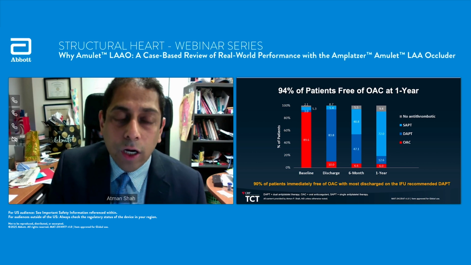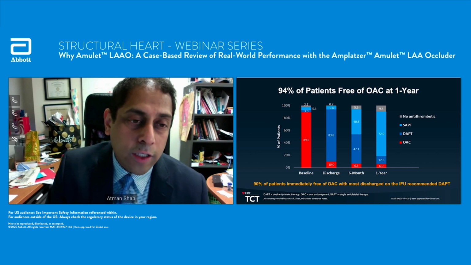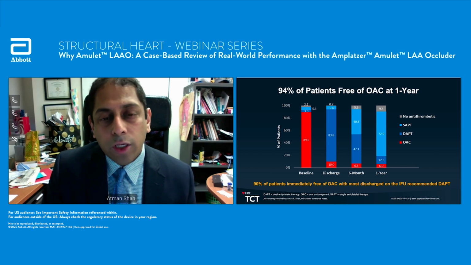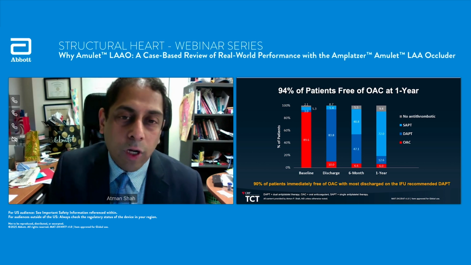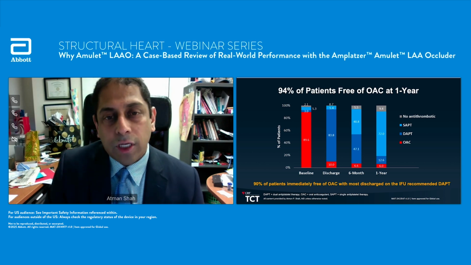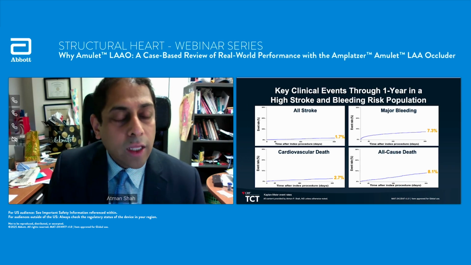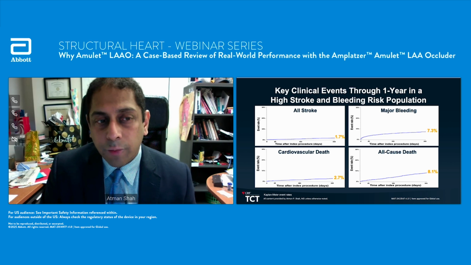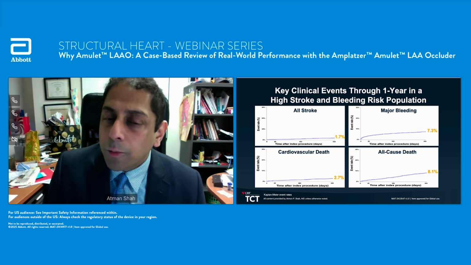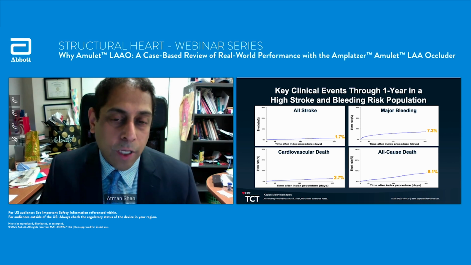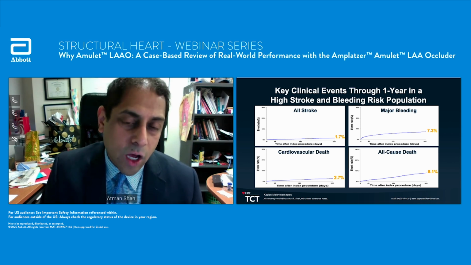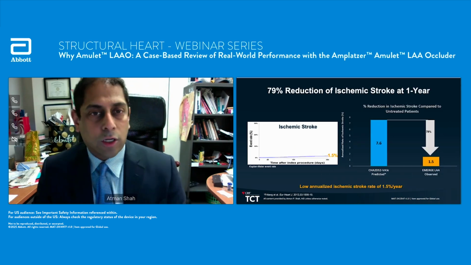And if we look at 1 year, the whole idea is we want to get our patients off oral anticoagulation. At baseline, 90% of patients were on oral anticoagulation. At 1 year, 94% of patients were free of oral anticoagulation, with the vast majority of patients on single antiplatelet therapy. Key clinical events through 1 year: stroke was 1.7%, major bleeding 7.3%, cardiovascular death 2.7%, and all-cause death 8.1%, completely in line with the other large left atrial appendage registries at 1 year data. So this is a device that is on par with what we are seeing in other trials currently being published.